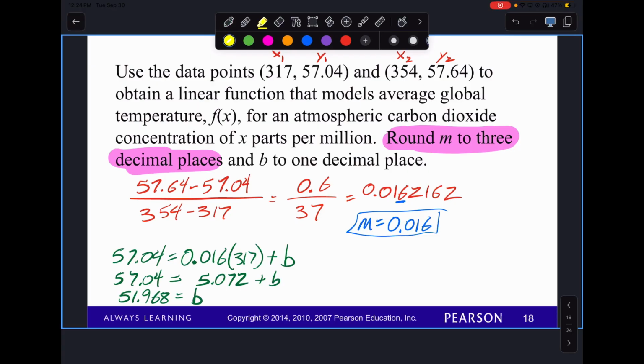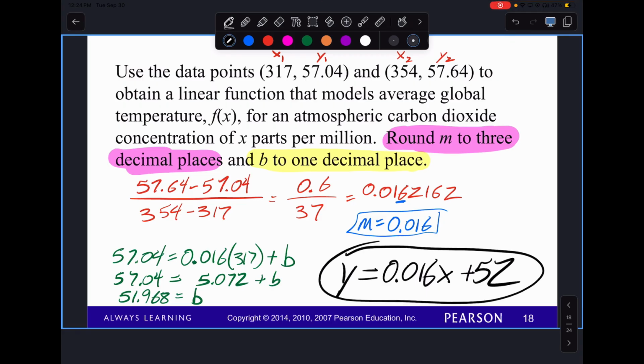Then we go back to our directions again. It says b to 1 decimal place. That would be the tens place, right? Well, in this case, if I round to the tens place, it's actually going to bump it up, right? Okay, so my final equation is going to be y equals my slope, which is 0.016x plus 52, because we rounded our b.